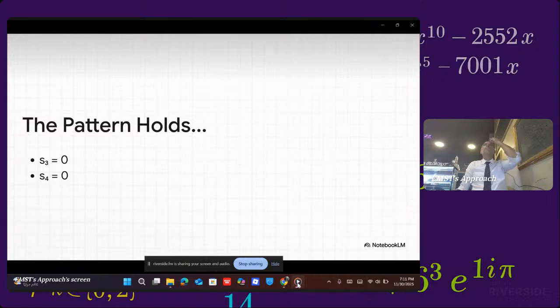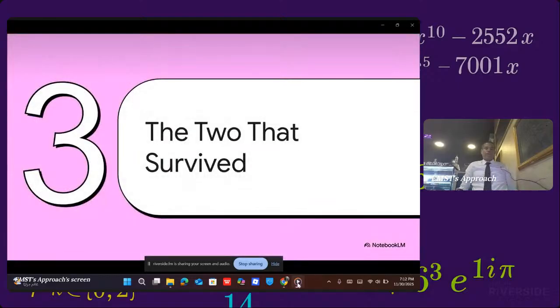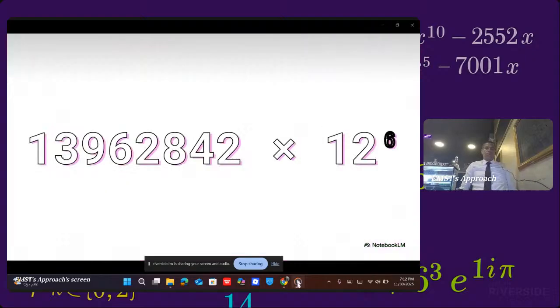It's almost starting to feel like this whole monster equation is just some kind of illusion. But then, just when we're ready to write this whole thing off, our investigation takes a sharp, dramatic turn. That pattern we've been watching so carefully is about to be shattered. Boom, there it is. The fifth S coefficient is not 0. And it's not just not 0, it is a massive number. This is the plot twist right here.